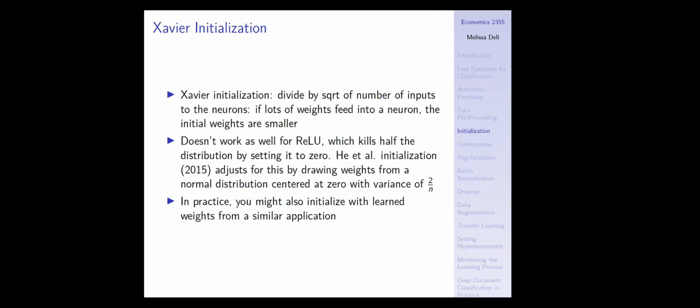And so again, I think if you're using a good model framework, it will probably do the He et al. initialization by default. But it's good to know that that's happening. It seems like a very simple idea ex post once you see it, but this was not obvious to people for a long time. In practice, you might also initialize with learned weights that you take from a similar application, which is where transfer learning comes in. But we'll talk more about that in a minute.